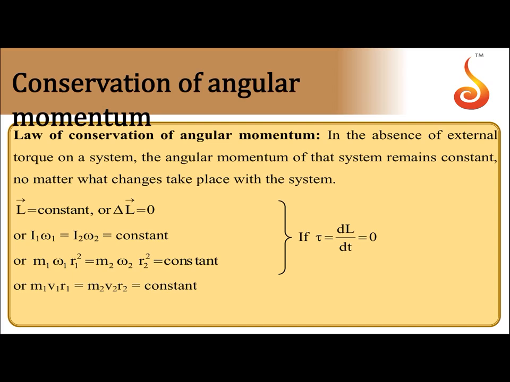Next is conservation of angular momentum. As we had stated, in the absence of external torque, angular momentum of the system remains conserved no matter what changes take place within the system. So τ = dL/dt according to Newton's second law. If dL/dt = 0, L is constant, or ΔL = 0. So I₁ω₁ should be equal to I₂ω₂. If moment of inertia decreases, angular velocity increases. That is what the law of conservation of angular momentum says.